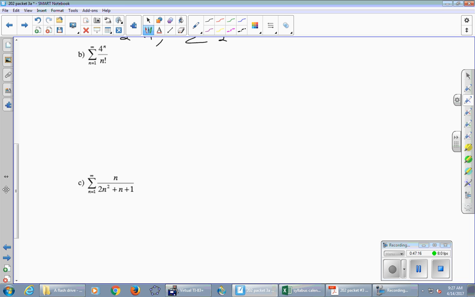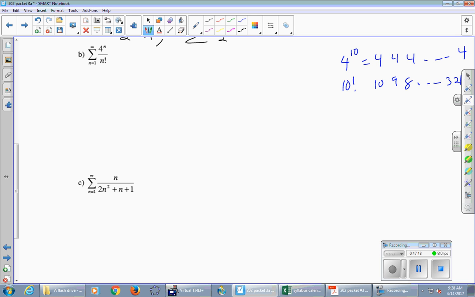So the question is, how does 4 to the 10th compare to 10 factorial? 4 to the 100th compared to 100 factorial? That's the question. They're both going to infinity. Which one's going there faster? Think about 4 to the 10 compared to 10 factorial. So that's 4, 4, 4, 4, right? 10 of them. And this is really 10, 9, 8, down to 3, 2, and 1.